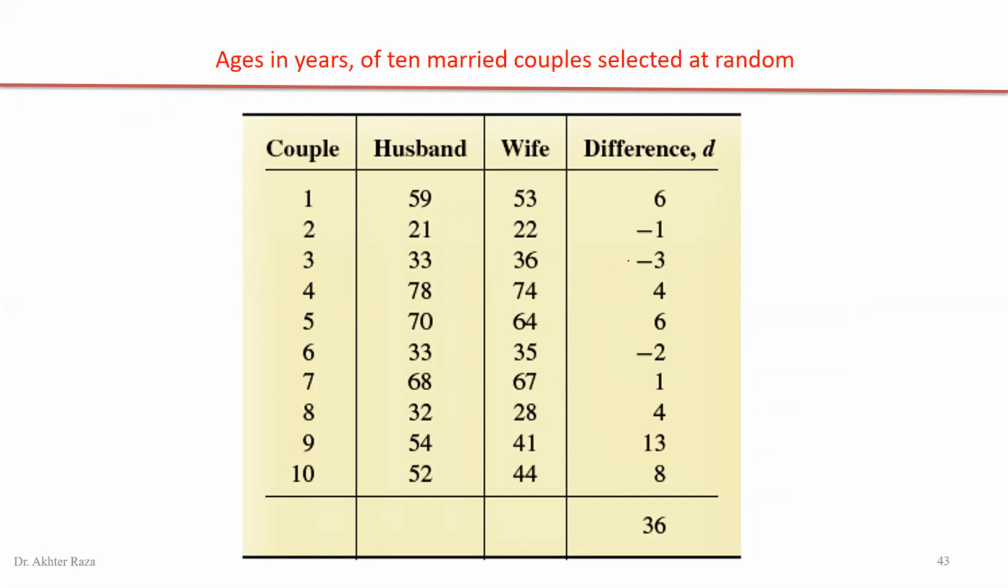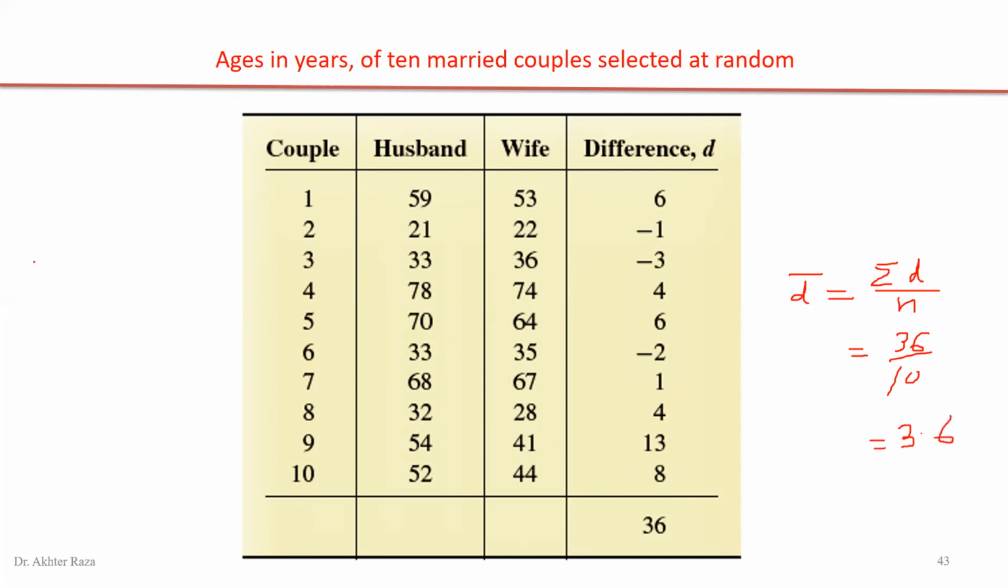The differences are computed. D, 59 minus 53, is a 6-year difference. A 1-year difference in negative means the husband has a smaller age as compared to the wife, and so on. The mean of the differences can be computed by D bar, which is simply summation D divided by n, and n is 10 in this sample. 36 divided by 10 gives 3.6, the sample mean of the differences.